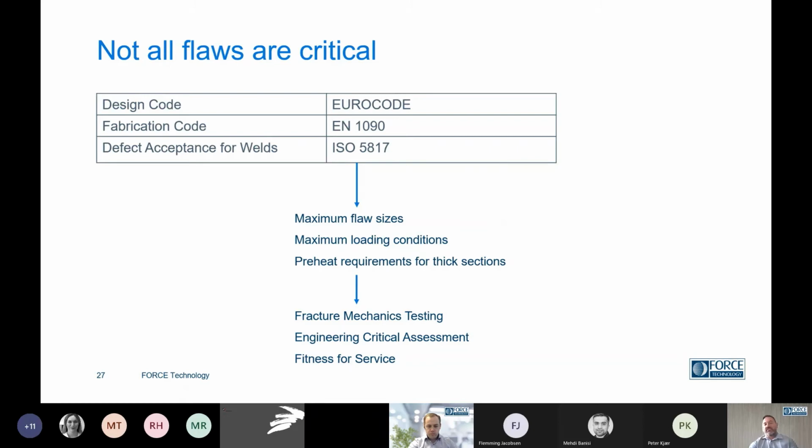If we have that information, then we can revisit the question that was asked in the beginning. Is there a safe way to deal with flaws? Do we just have to stick with the maximum flaw size that is stated in the specs and in the codes, or is there a way around it? What can we do? So what I introduced today is the fracture toughness and fracture mechanics approach.